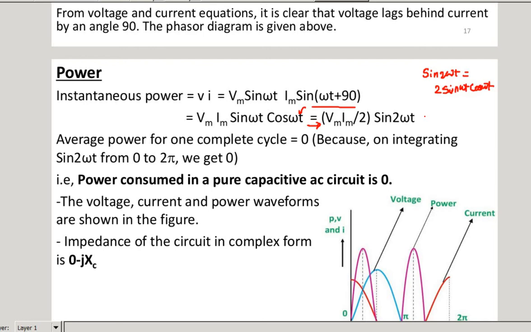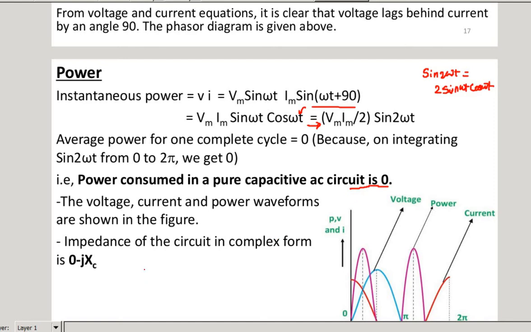So as in the case of a purely inductive circuit, this will also be 0. The average power for one complete cycle for a purely capacitive circuit will also be 0. That means the power consumed in a purely capacitive AC circuit is 0. So power consumed by a purely inductive circuit as well as a purely capacitive circuit is 0.